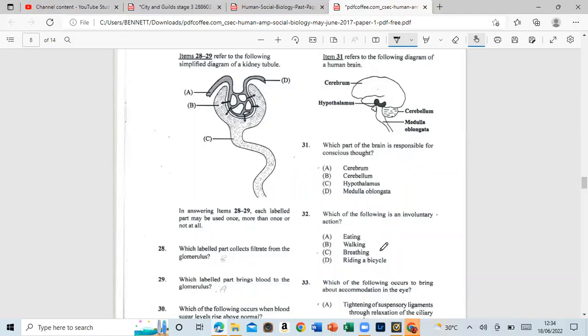Items 28 and 29 refer to the following simple diagram of a kidney tubule. In answering 28, each labeled part may be used once, more than once, or not at all. Which labeled part collects filtrate from the glomerulus? All right, so that would be B. For 29, which labeled part brings blood to the glomerulus? And that is A. So 29 is A.